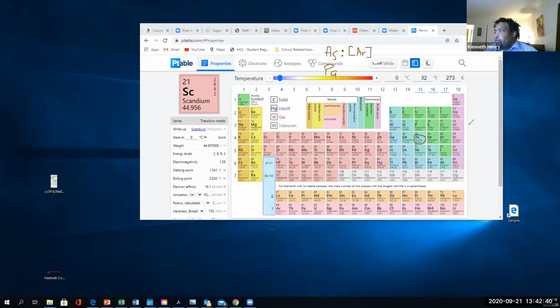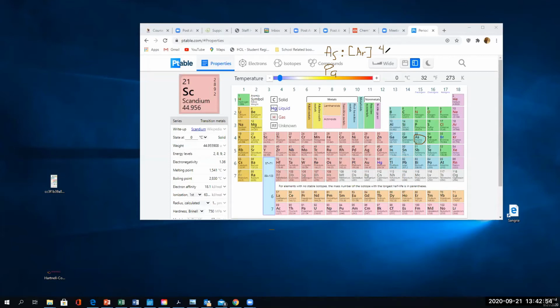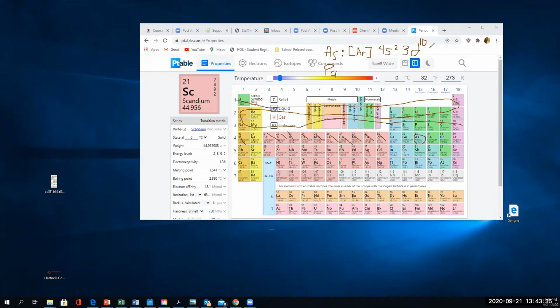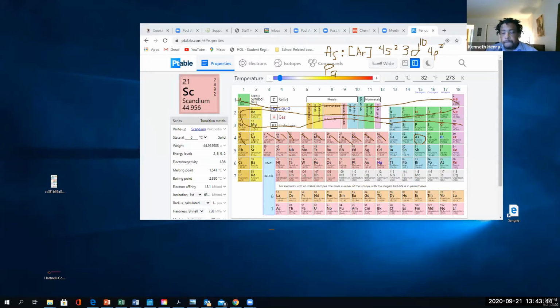Okay, so all those electrons that were there, that's what we've already accounted for. So then we go down here. What's after argon? We have 4s2. Okay, so that gets rid of this. We've already covered these with the argon, right? And then 3d10. Okay, so that gets rid of this. And then 4p3. Okay, piece of cake.